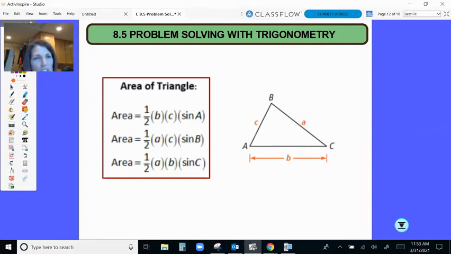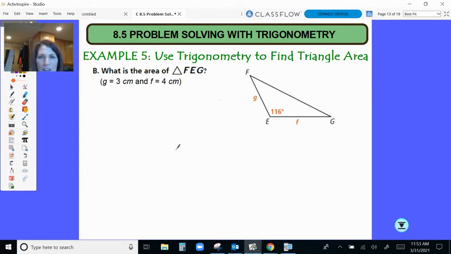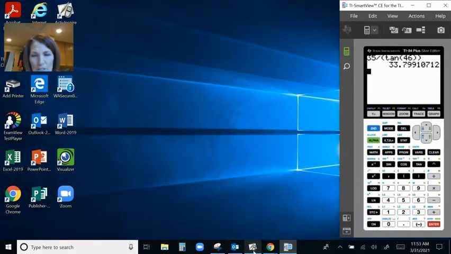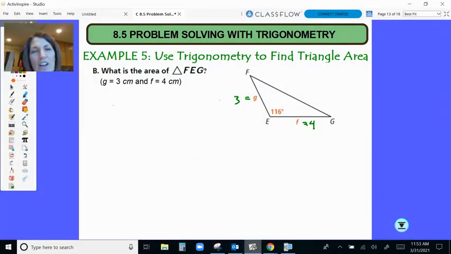Let's put this to use. What is the area of FEG? Notice that I have my angle E. They tell me that f is equal to 4 centimeters and g is equal to 3 centimeters, so I have the two sides that make up the angle. All I have to do is say area is equal to 1/2 times my two sides that make up the angle, so 4 times 3 times the sine of 116.